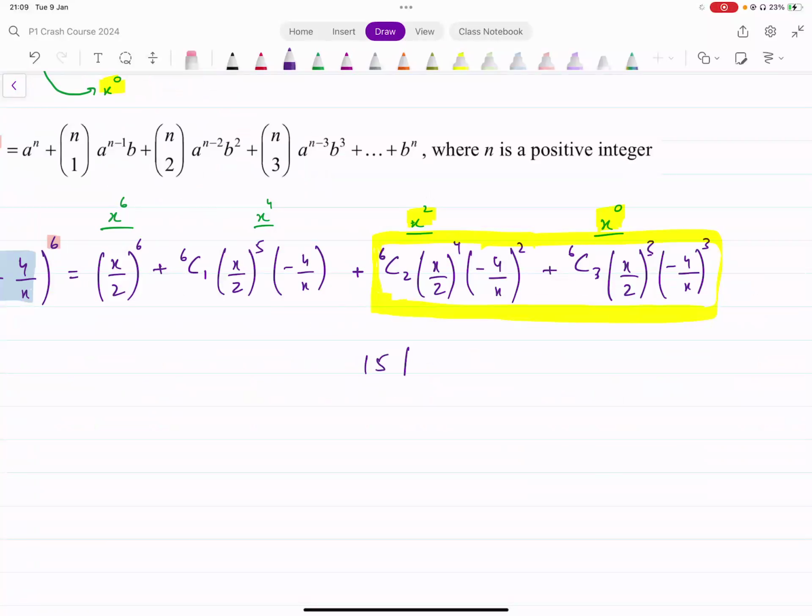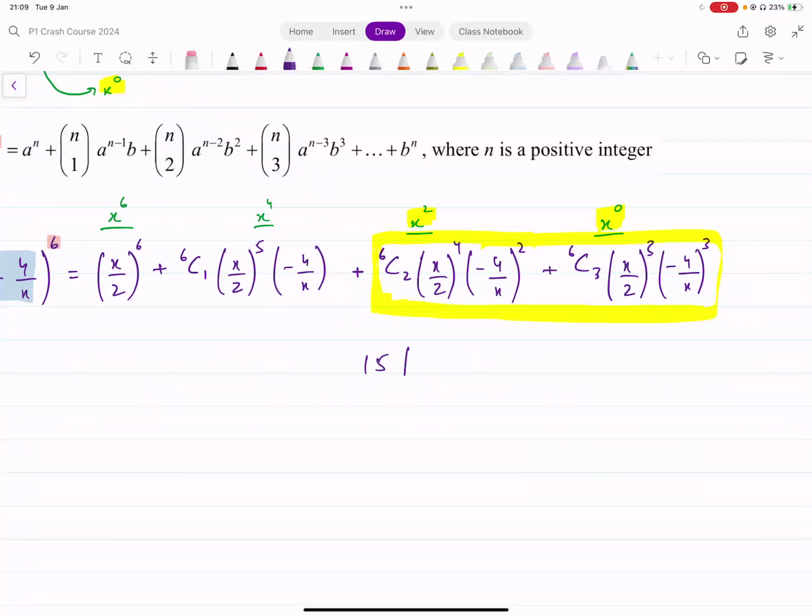Now we just put them back. This is what we started from. We wanted the coefficient of x squared at the end, right? So remember the question. We want the coefficient of x squared in this product.